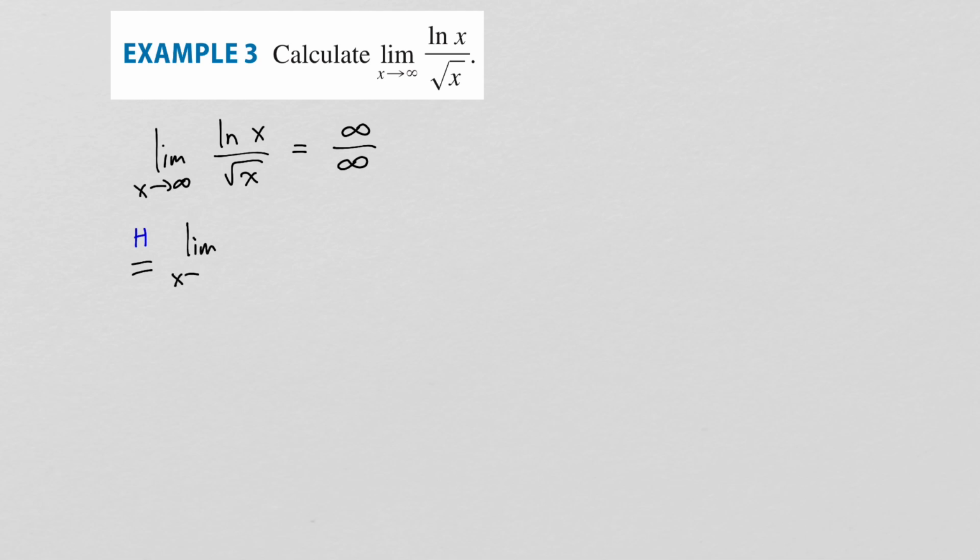I'm going to take the limit as x goes to infinity. And now, rather than putting in the notation here, I'm simply going to take the derivative. So the derivative of natural log of x we know is 1 over x. And the derivative of the square root of x we know is 1 divided by 2 times the square root of x. And so now, if you reevaluate this limit, as x gets large, 1 divided by a large number is going to be 0. And as x gets large here, 1 divided by a large number is also going to be 0.